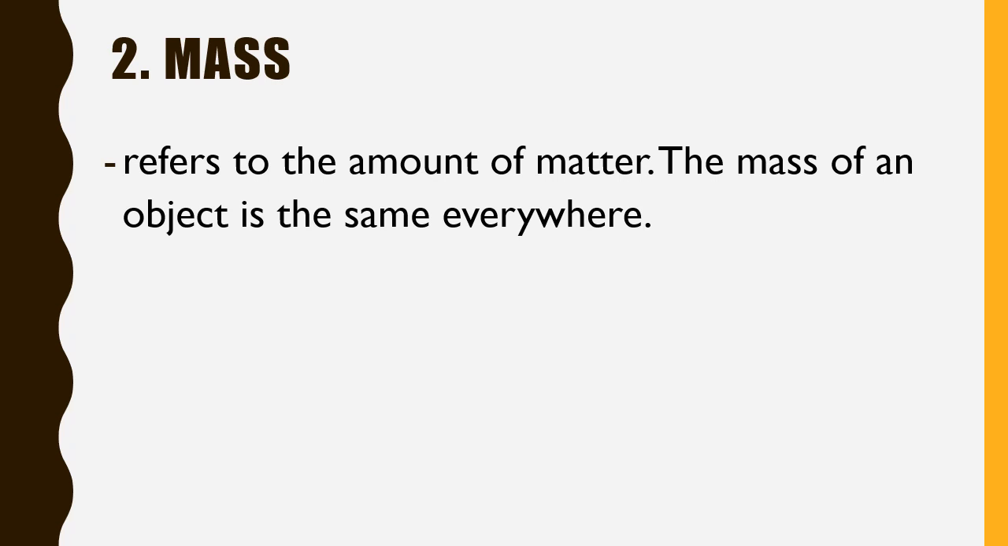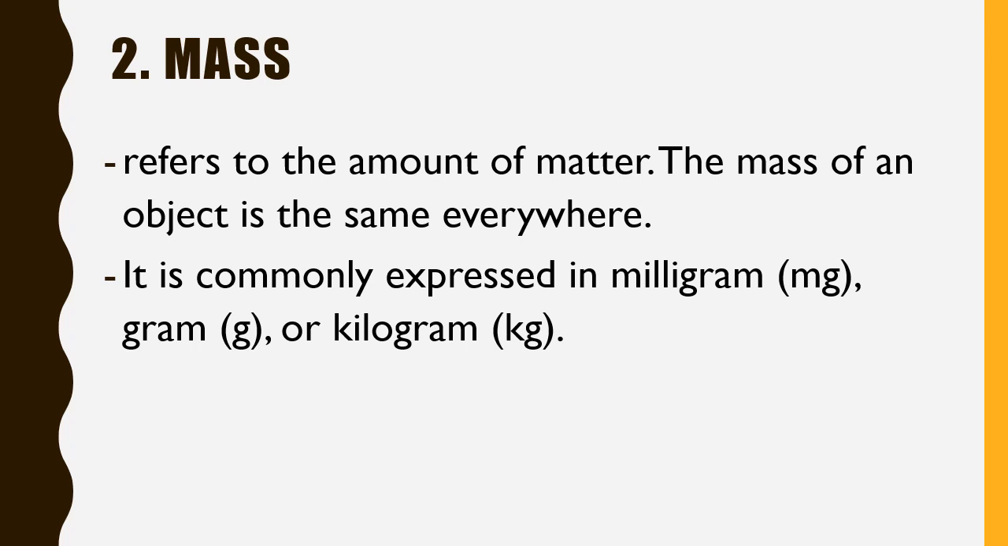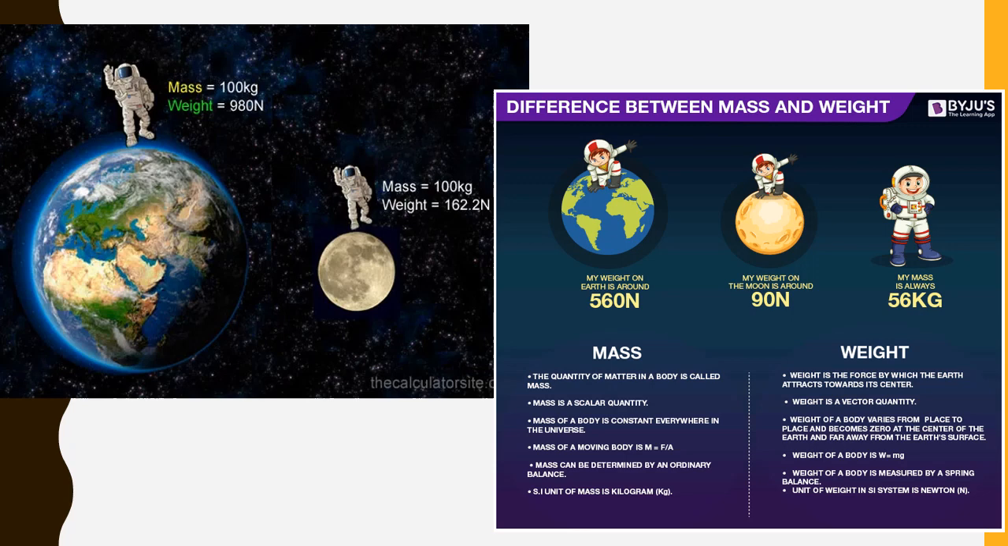Mass. Mass refers to the amount of matter. The mass of an object is the same everywhere. It is commonly expressed in milligram or mg, gram or g, or kilogram or kg. Take a look at this picture. The mass of an object on Earth is still the same.